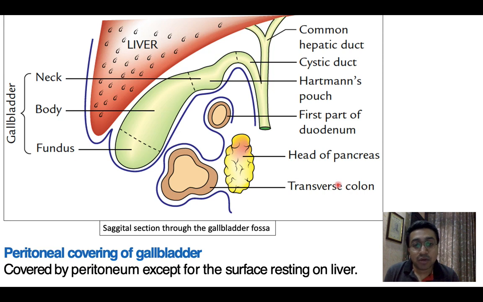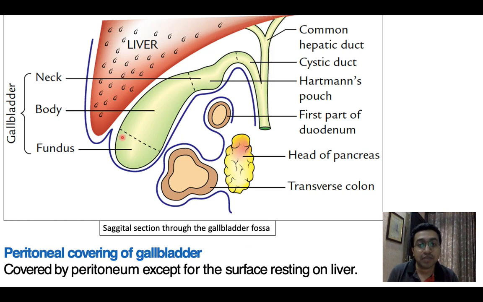And something about the peritoneal covering of the gallbladder. When you go through this topic in your standard books, you will see there are so many points written about the presence of the peritoneum. So in a single statement, if I need to write all this, I will be talking about it in the eventual slides also. But in a single statement: the gallbladder is covered by the peritoneum except for the surface resting on the liver.